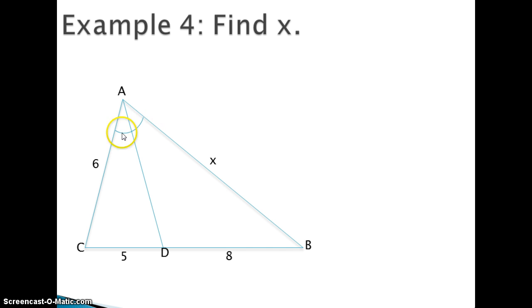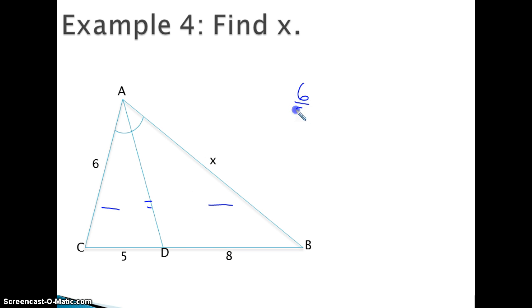So in this problem, we know that angle A is being bisected. So using our theorem here, and sometimes again visually this picks itself out, we have 6 divided by 5 equals x divided by 8. And I've got that angle bisector theorem. That's going to help me out a lot.